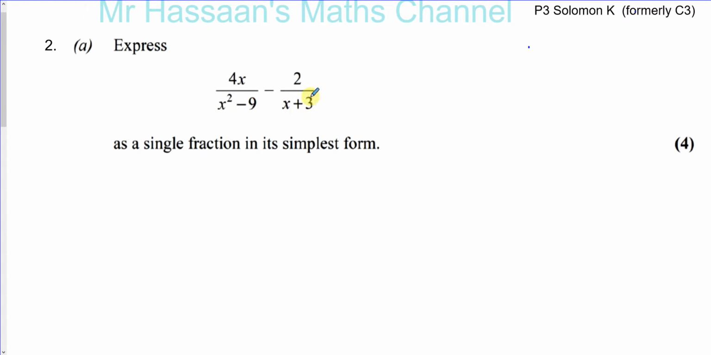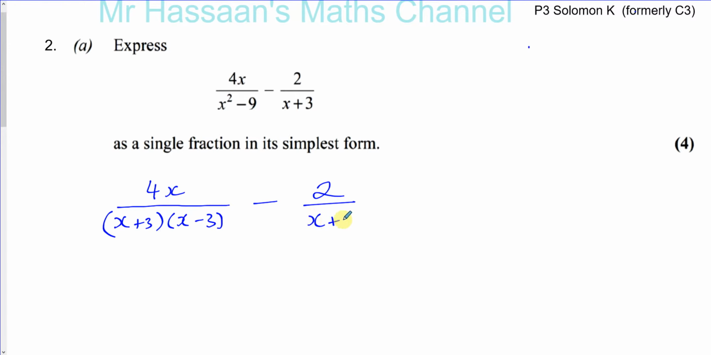However, you should soon notice that when you factorize x squared minus 9, you have a difference of squares. And one of the factors is the same as x plus 3. You get x plus 3, x minus 3. So that would be the first step, to write this as x plus 3 times x minus 3. And you've got minus 2 over x plus 3.